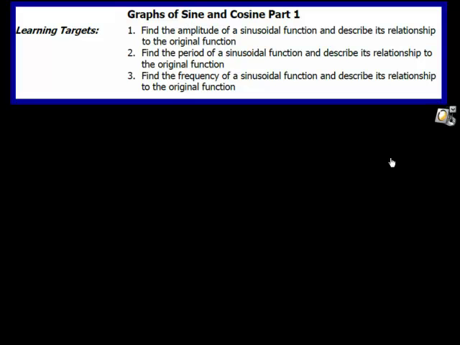This focuses on learning targets 1, 2, and 3: finding the amplitude of a sinusoidal function and describing its relationship, finding the period of a sinusoidal function and describing its relationship, and finding the frequency and describing its relationship. So those are three vocab terms that are new to us.